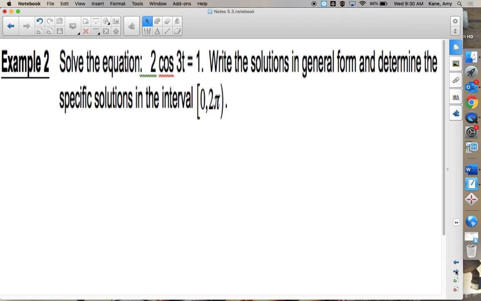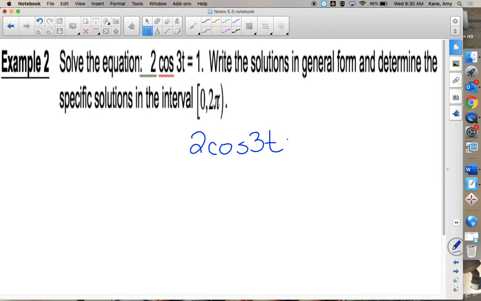The next problem switches gears just a little bit. And the equation is actually a lot shorter. It says 2 cosine, but instead of just having an x there, or a y, or a theta, there's a number with it. So we have 2 times the cosine of 3t, and then it's equal to 1.